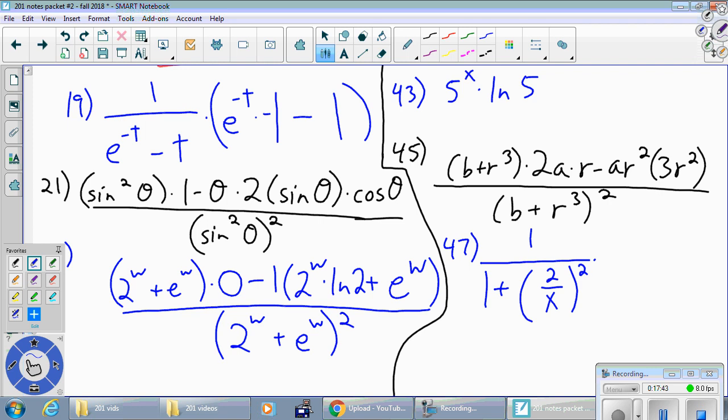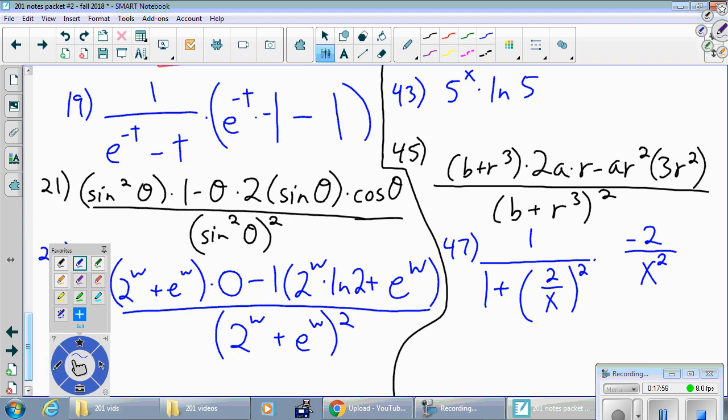The derivative of 2 over x, you could use the quotient rule, but way back when, I encouraged you to memorize a special case for the derivative of a constant over x, and that becomes negative the constant over x squared. If you use the quotient rule, you will eventually get there. It's just a little bit of a shortcut.